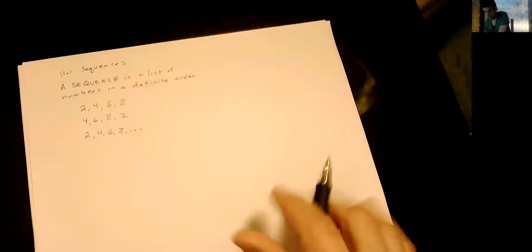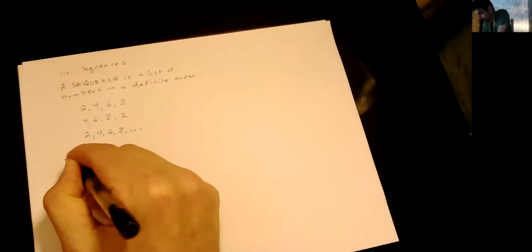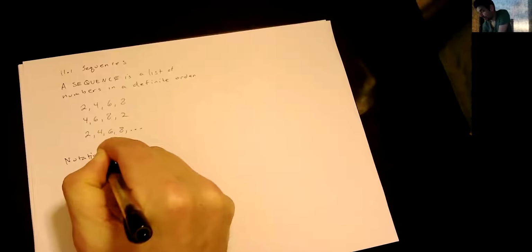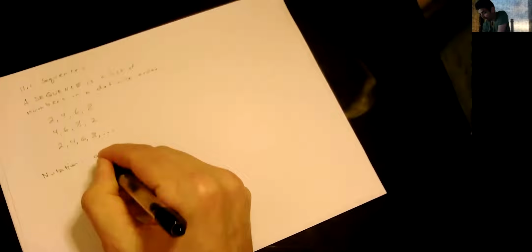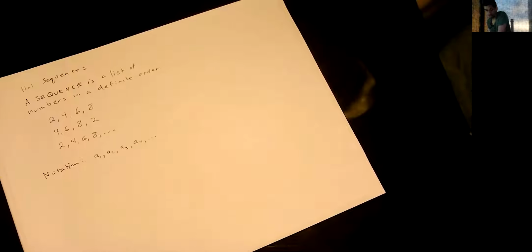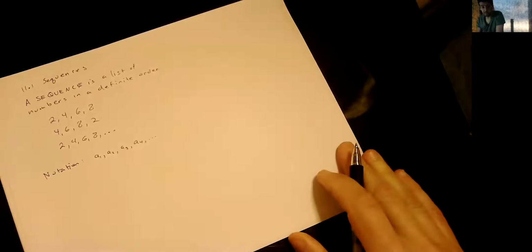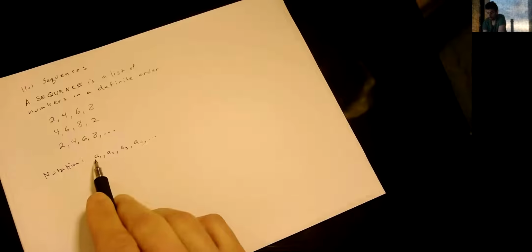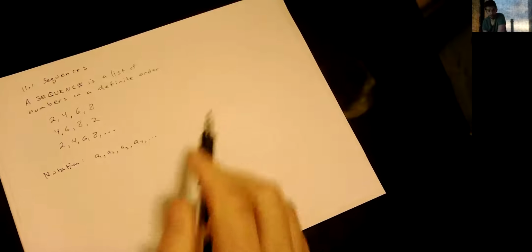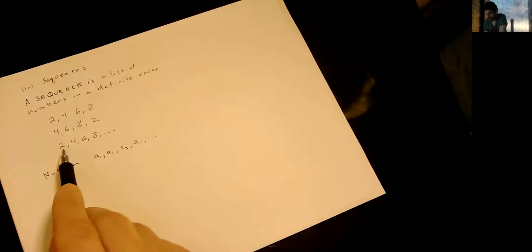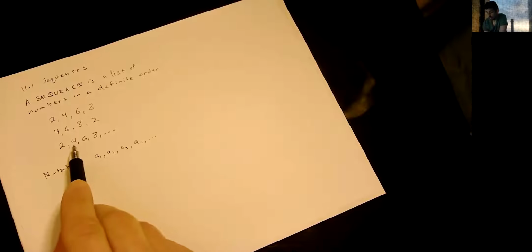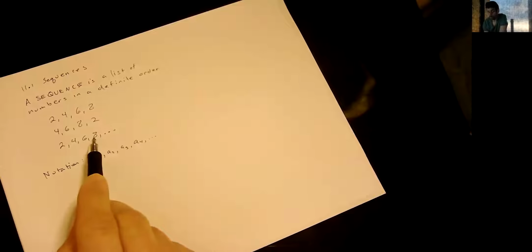So let's do a little bit of notation with sequences. We will often want to represent a general sequence, right? So I might write something like A1, A2, A3, A4, without having a specific sequence in mind. This is the first term, this is the second term, this is the third term, and so on. So for instance, in the sequence we just talked about, this would be A1, this would be A2, this would be A3, A4, and on and on.